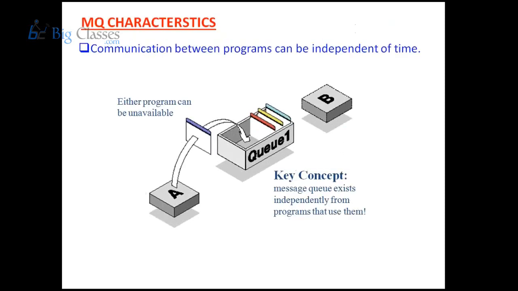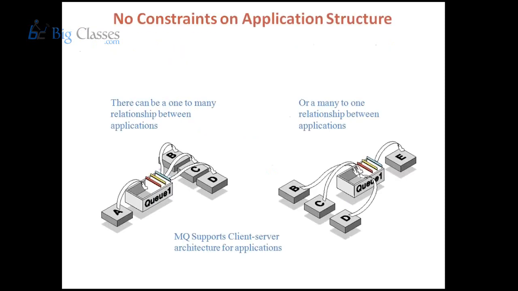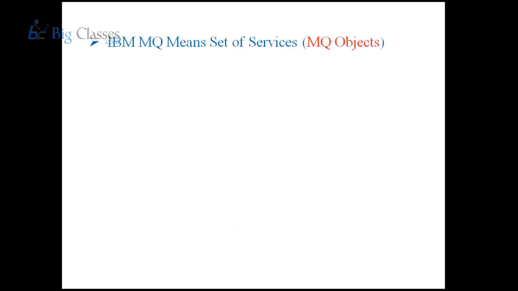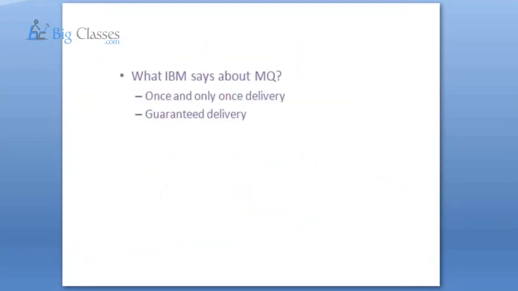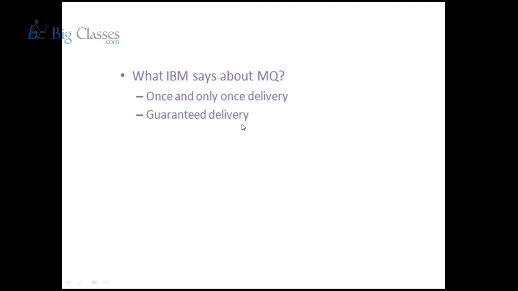Distributed applications can run at different times. They need not be available at the same time to exchange message data. It supports synchronous and asynchronous communication. Both applications can be available at the same time on the IBM MQ server to exchange data, or they can run at different times. We can couple the applications loosely. No constraints on application structure. Beyond one-to-one communication, MQ can enable one-to-many, many-to-one, and many-to-many. Any type of messaging MQ server can enable between distributed applications over the network. What IBM says about MQ is once and only once delivery and guaranteed delivery.